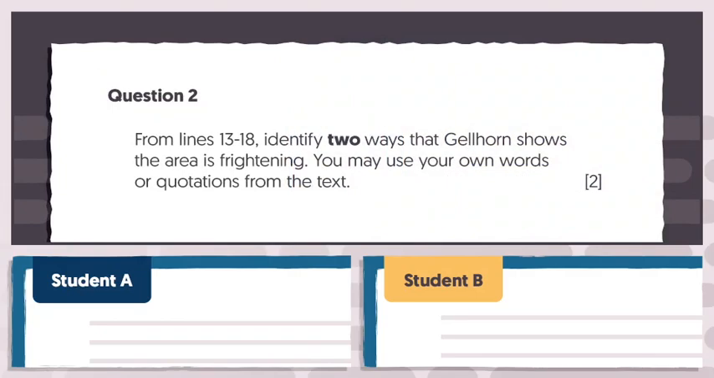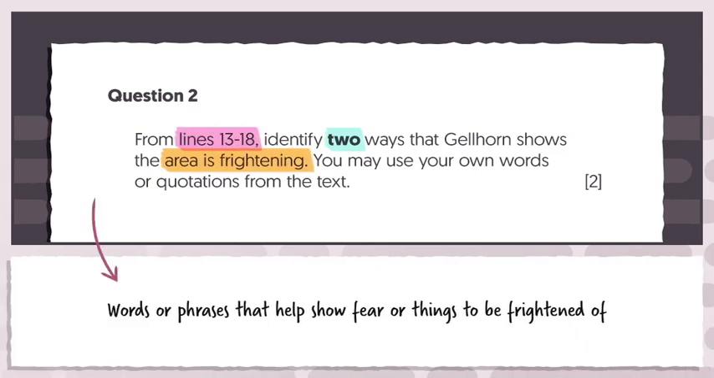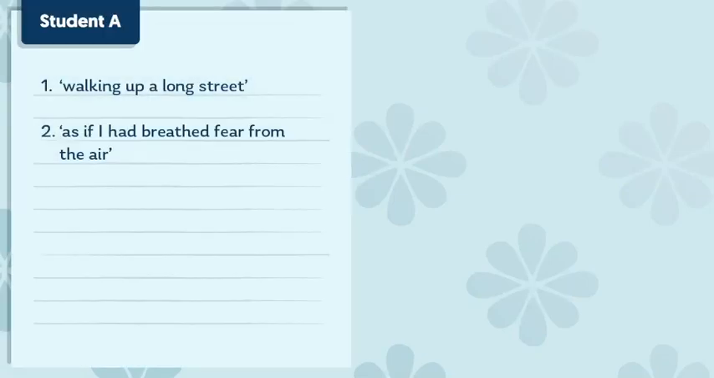The question asks you to identify 2 ways that the writer shows the area is frightening, in lines 13 to 18. So the focus should be on words or phrases that help show fear, or things to be frightened of. Let's start by looking at student A's response.